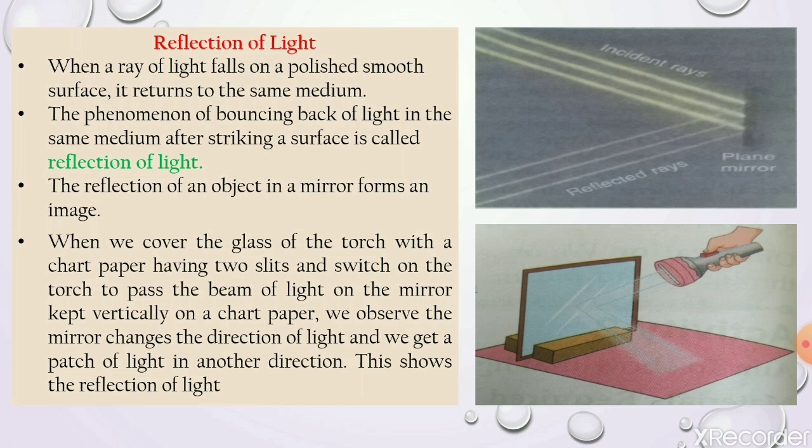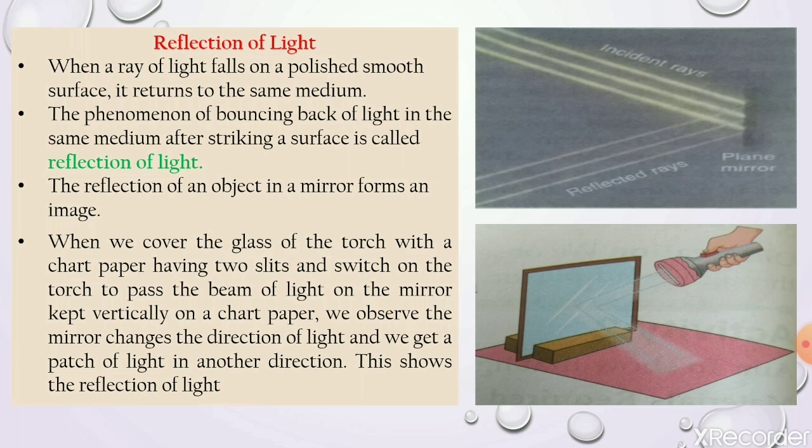this process is called reflection of light. As you can see in the diagram, the light rays are striking the surface of a plane mirror and they are bouncing back in the same medium. They are changing their direction and bouncing back in the same medium after striking the surface of the mirror. So this process of bouncing back of light in the same medium after striking a surface is called reflection of light. And when reflection of light takes place from any mirror, it forms images.